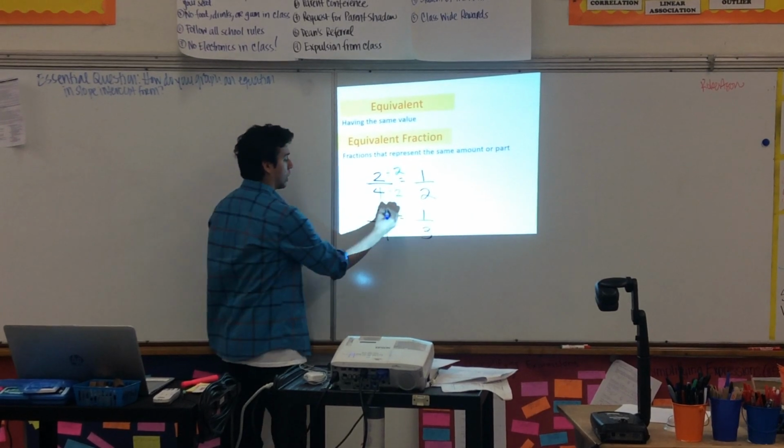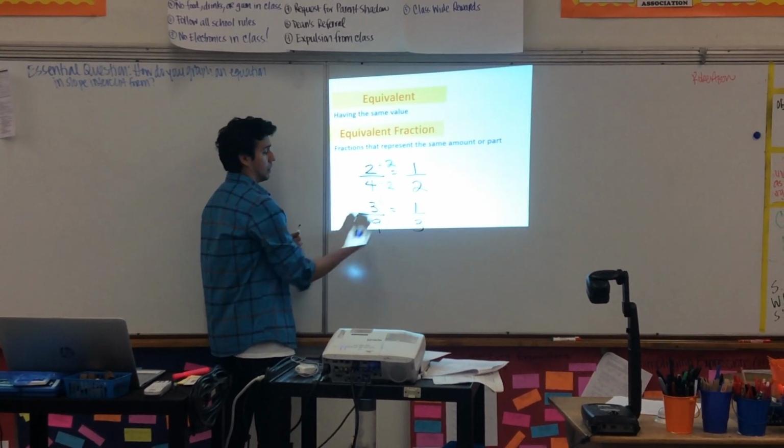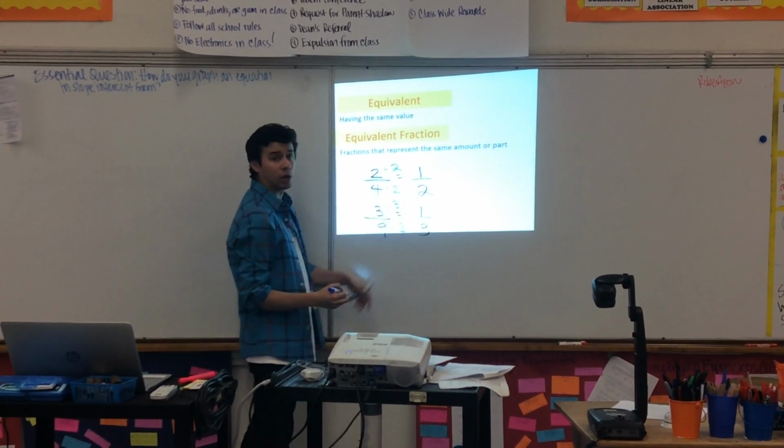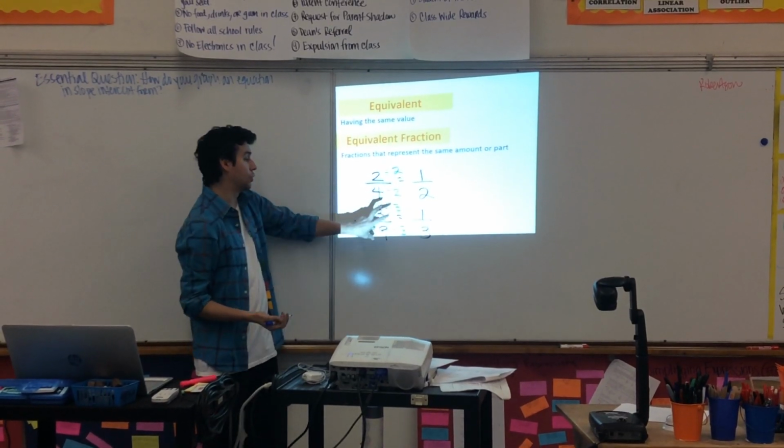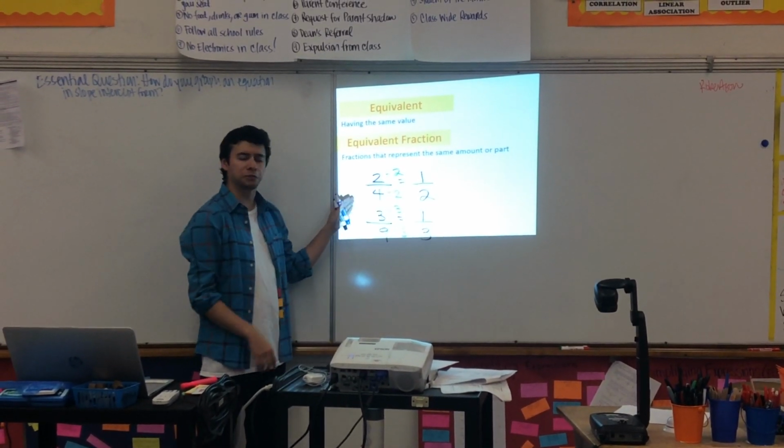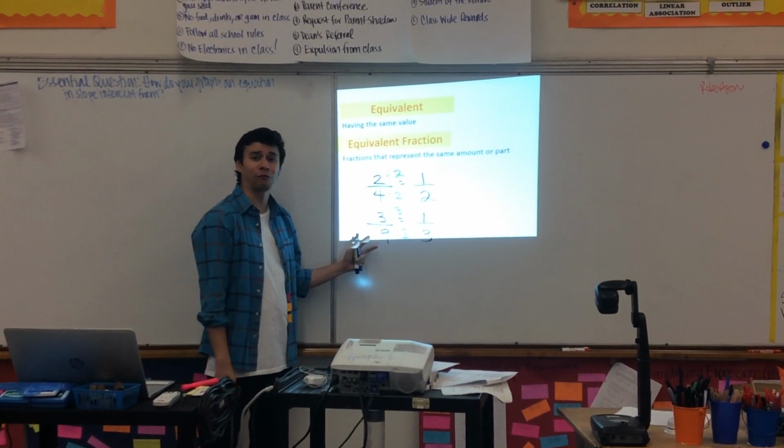Same thing over here. What number can we reduce this by? 3. 3. So 3 divided by 3 is 1. 9 divided by 3 is 3. So this is the same thing. This is pretty much what you're learning today, reducing fractions.